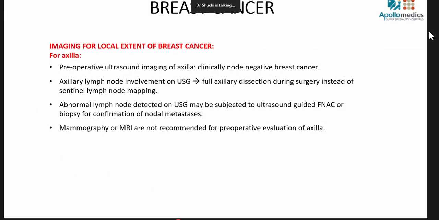This was for the breast. And for the axilla, preoperative ultrasound imaging of the axilla is done if clinically node negative breast. If axillary node involvement is there on ultrasound, then full axillary resection during surgery has to be done instead of sentinel lymph node mapping. An abnormal lymph node detected on ultrasound will be subjected to ultrasound-guided FNAC or biopsy for confirmation if needed. Mammography or MRI are not recommended for preoperative evaluation of the axilla.